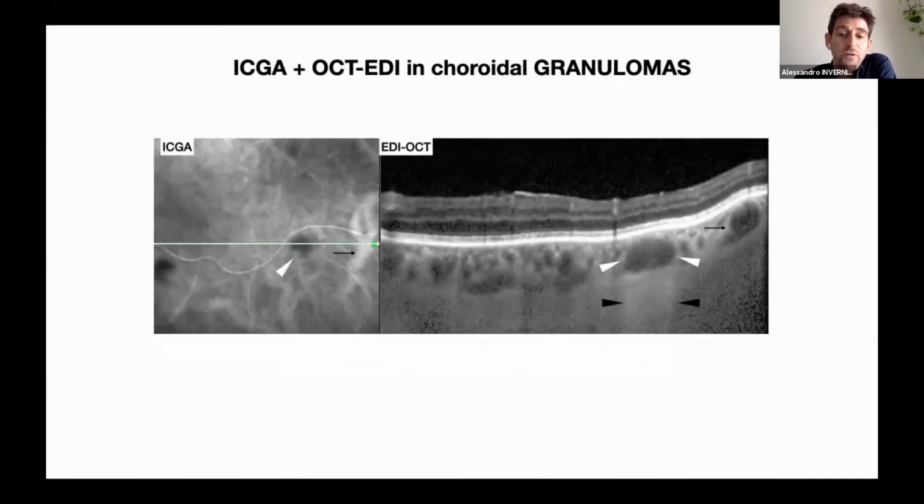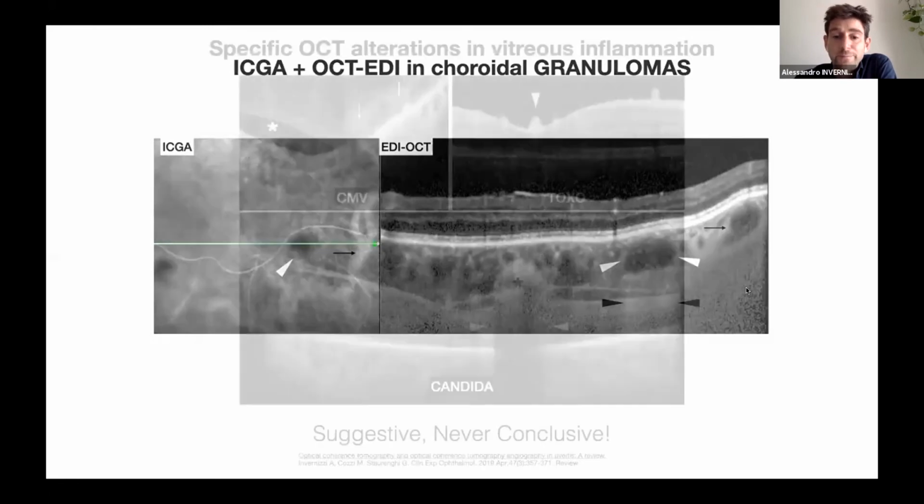And of course, if you want to be sure, you want to perform an ICG, but you can see that here the ICG is showing that the granuloma is hypofluorescent, and on EDI, we've got the increased transmission, while the dilated vessel is hyper in ICG, and it doesn't have any background signal on OCT EDI.